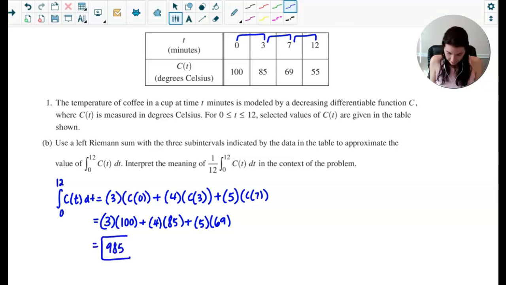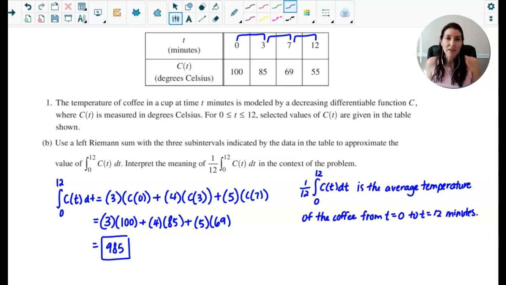and that comes out to equal 985. The next part says to interpret the meaning of 1 over 12 times the integral from 0 to 12 of c of t dt in the context of the problem. And that represents the average temperature of the coffee from t equals 0 to t equals 12 minutes.